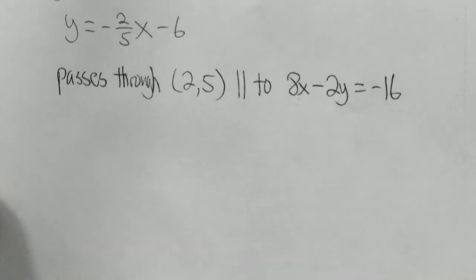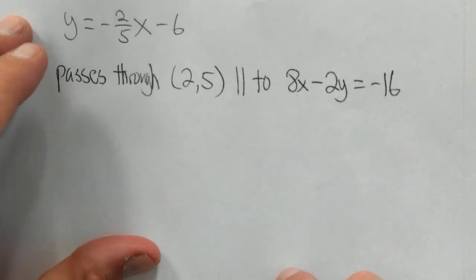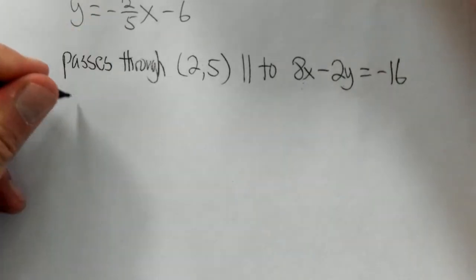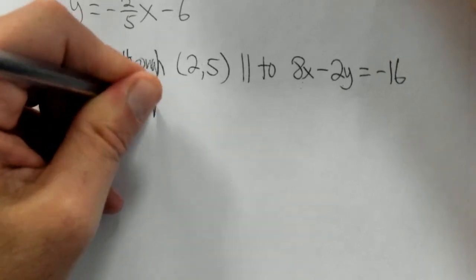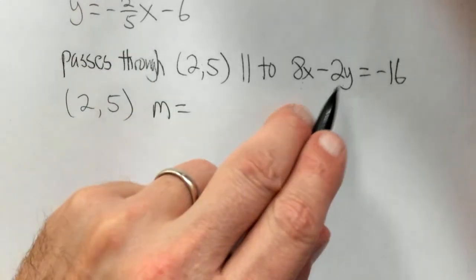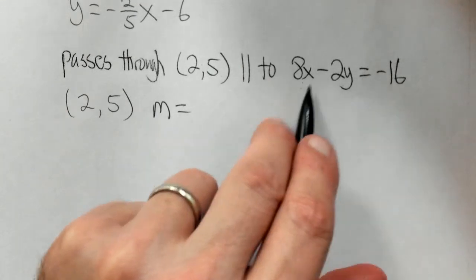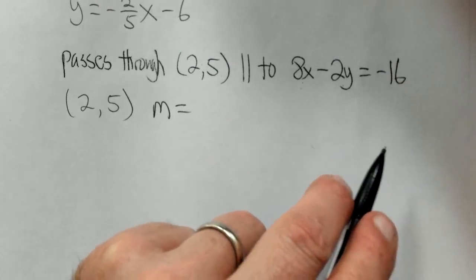The next one is one that says I want to find the equation of the line that passes through 2, 5, but it's parallel to 8x minus 2y equals negative 16. Okay, so once again, I have a point, 2, 5, we got a point. But the other thing that I need is the slope. I need the slope. How are we going to get it? We're going to rearrange this equation right here. All right? So I need to rearrange this, make it start y equals, so I can read off the slope. The slope is the m. It's the number in front of the x.